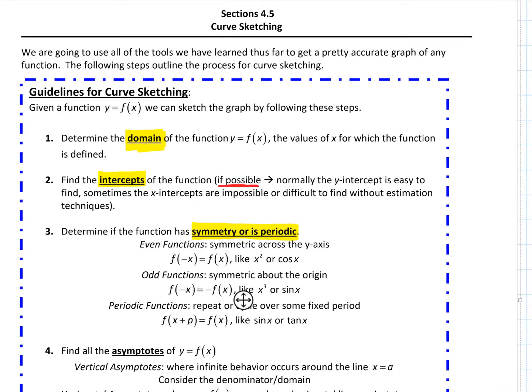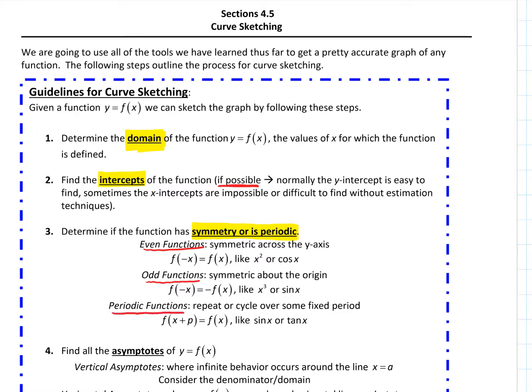For an even function, f of negative x is equal to f of x, like x squared or cosine of x. For an odd function, f of negative x equals negative f of x. And if we know that it's even or odd, it has some nice symmetry that can be used when graphing it. Even functions are symmetric across the y-axis, odd functions are symmetric through the origin.